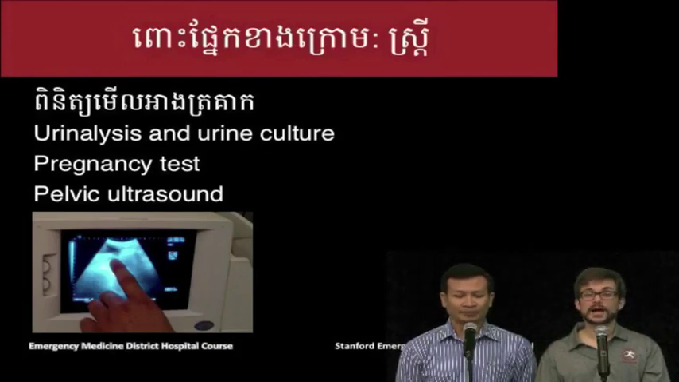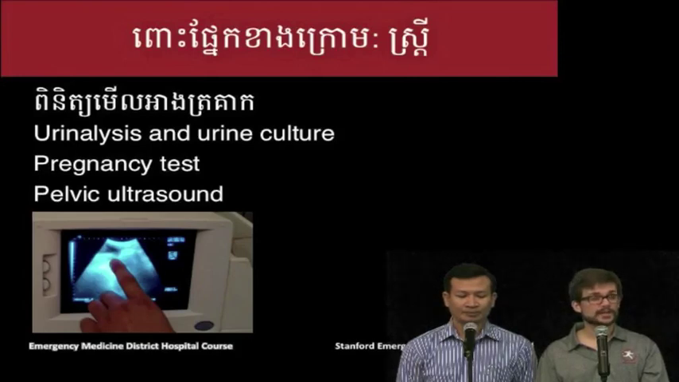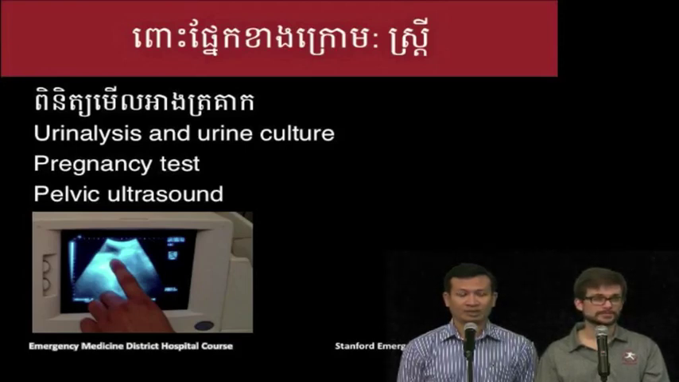You should obtain a urine or serum pregnancy test. And if available, you should try to obtain a pelvic ultrasound, as the pelvic ultrasound is the test most likely to find the surgical causes of lower abdominal pain in women.